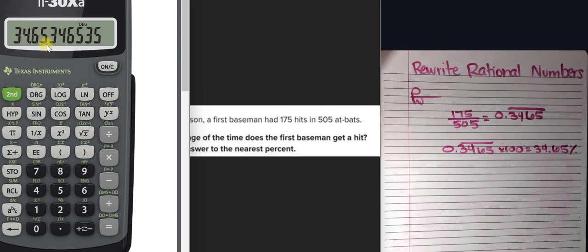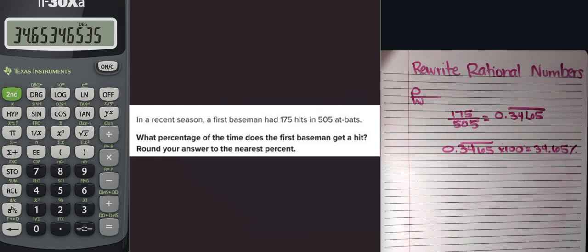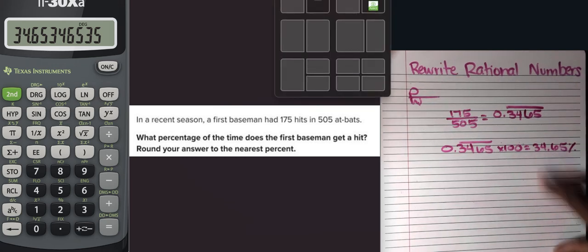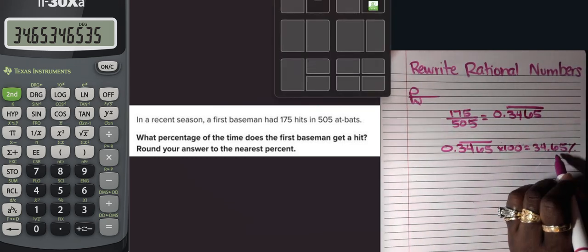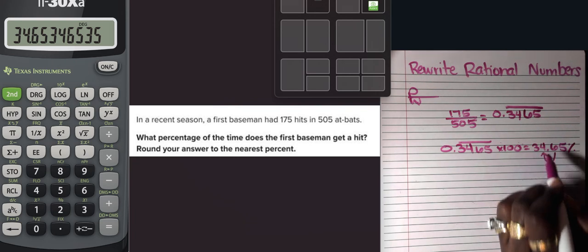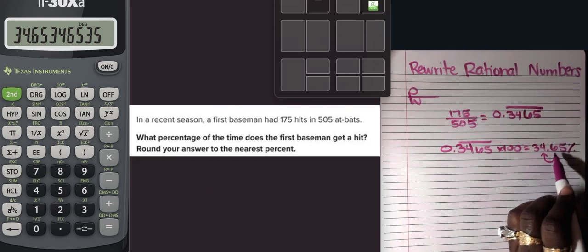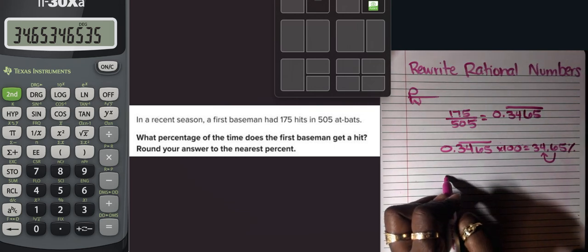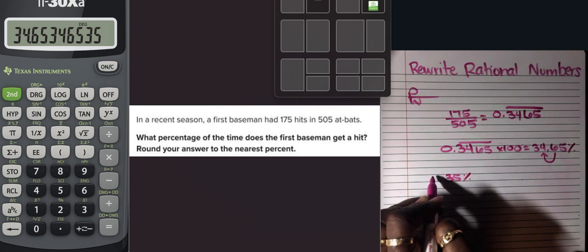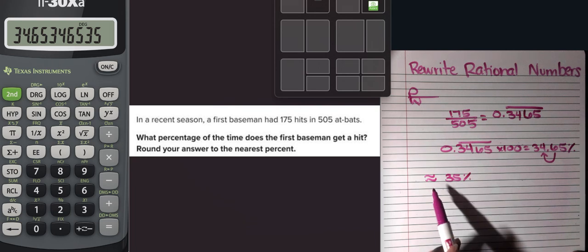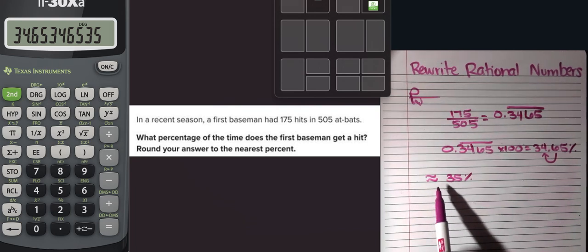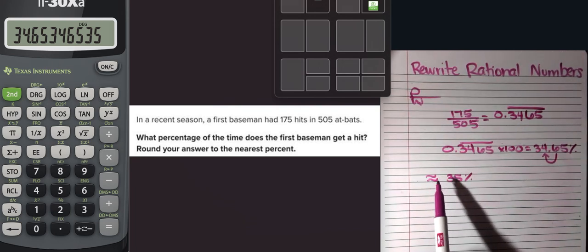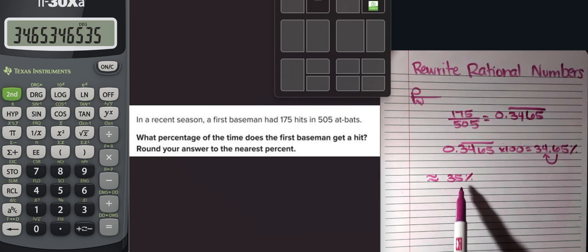But in terms of what we're looking for, they wanted the nearest percent. So we just want the nearest whole number in that case. With 34.6, we're trying to see what happens. Do we round up to a 5 or do we stay a 4? In this case, we're going to round up to a 5. So it's going to be 35%. I'm going to use my approximation symbol to let me know it's not exactly equal to. It's just saying it's an approximate amount. So it's approximately 35%.